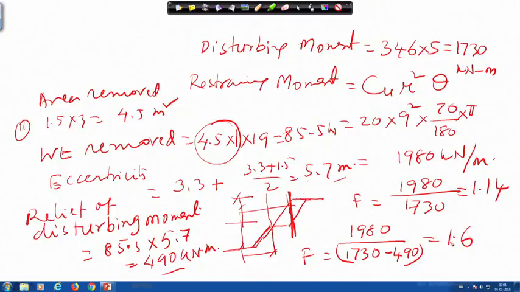You can see that originally your factor of safety was 1.14. When you remove some portion from the top, it improves. If you remove from the bottom, the effect will not be that much, it will be negligible, but when you remove from the top, the effect will be maximum. So, you can see the improvement of factor of safety. This is the practical solution we adopt in the field.